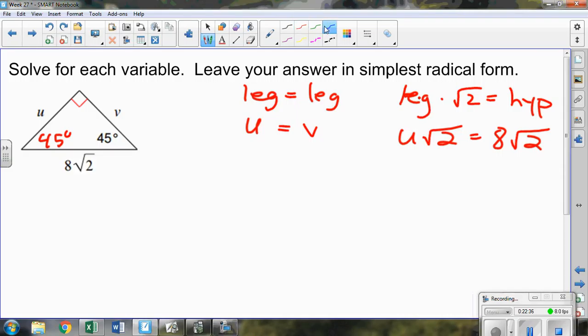Noting what this is telling us, the leg attaching a square root of 2 equals hypotenuse. Well, if we just detach the square root of 2 on both sides, that's pretty easy. U is equal to 8. And V is equal to 8. We're done.